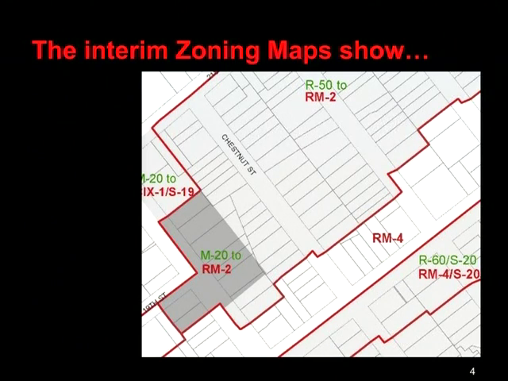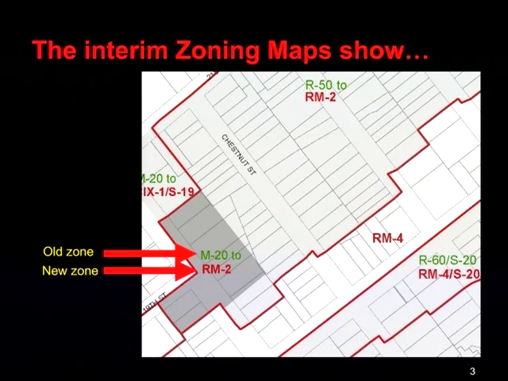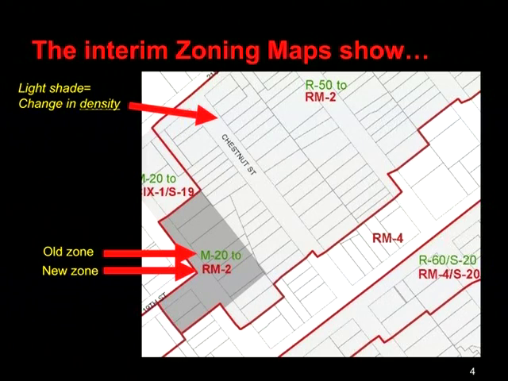The map shows the existing and proposed zoning on every parcel in the city. On each map, you'll see the existing zone in green and the proposed zone in red. Areas shaded in light gray tell you that a change in the allowable density has been proposed. In other words, the number of housing units that can be built on a parcel.